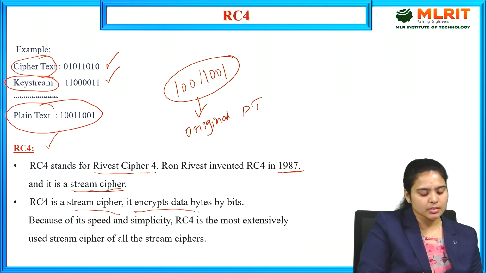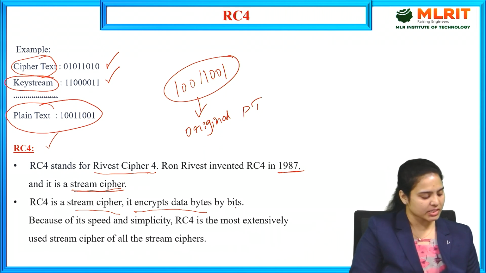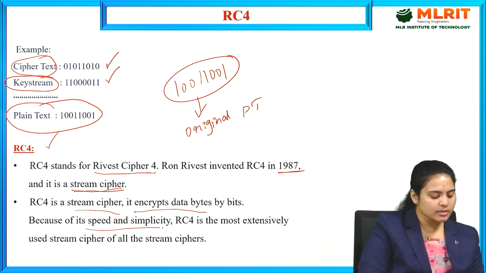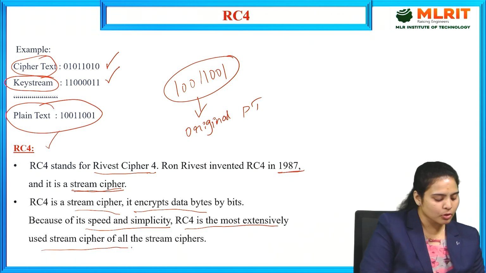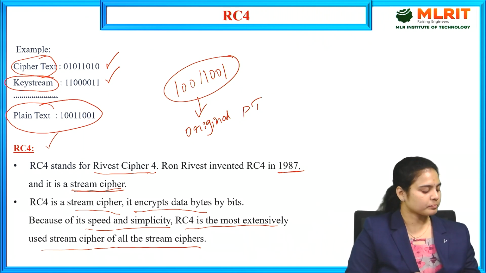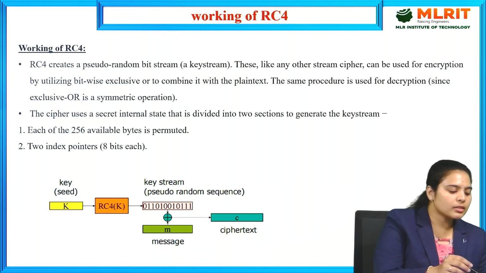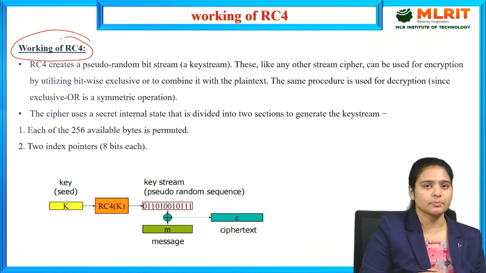It encrypts the data byte by byte, where 1 byte equals 8 bits. Because of its speed and simplicity, RC4 is the most extensively used stream cipher of all the stream ciphers. So see here the working of RC4, and how it works for the encryption process.